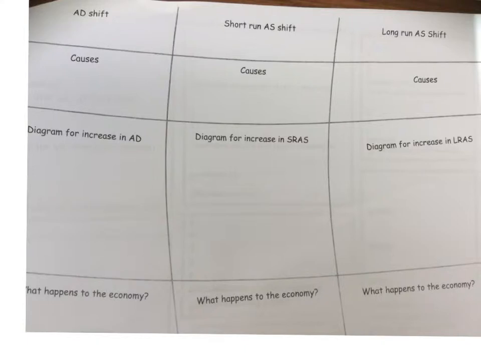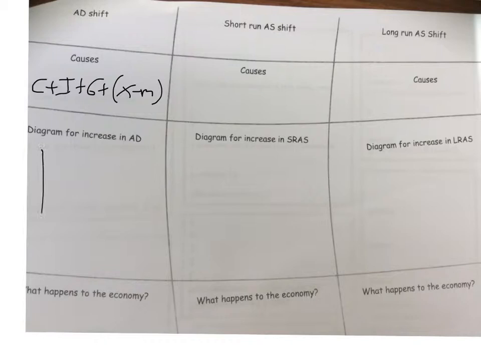So AD shifts are caused by a change in C plus I plus G plus X minus M. Now remember what they all mean. C stands for consumer spending, I stands for investment, which is spent by firms on capital goods, G stands for government spending, and X stands for exports. So they're all things that can increase AD. Now M, because it's minus, if imports go up, that'll make AD go down.